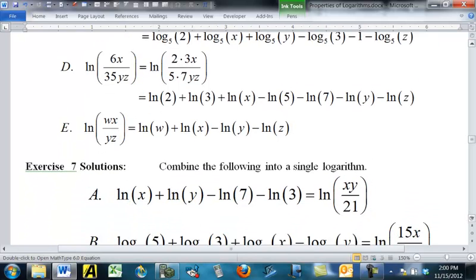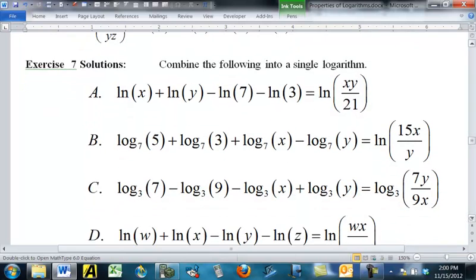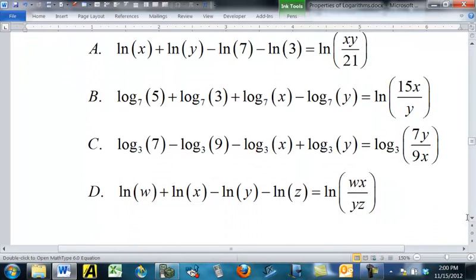The ones where we wanted to put them together, here they are. We have 4 of those. Notice that the first one, all of them are log base e, and they have coefficient 1 or negative 1. We can combine that. So we get ln of x times y divided by, let's see, 3 times 7 is 21. So it's x times y over 21, and then take ln of all of that.